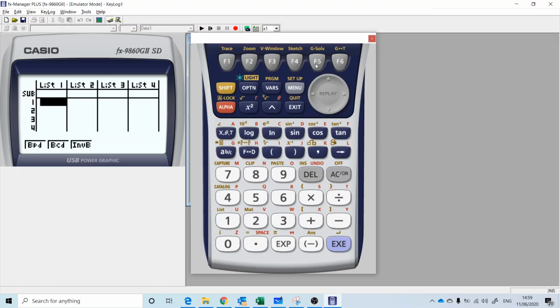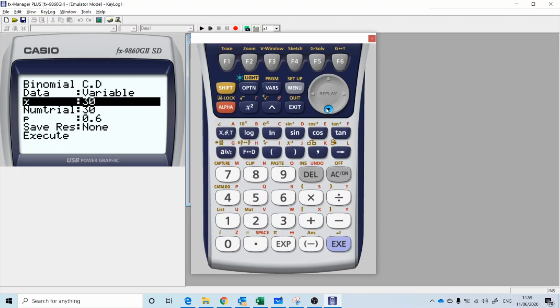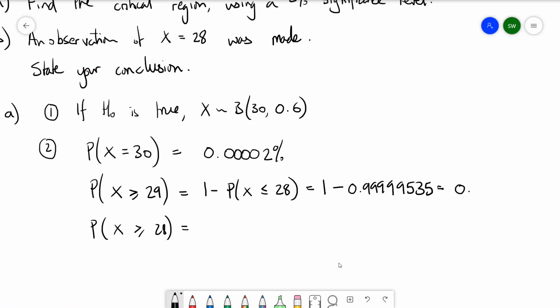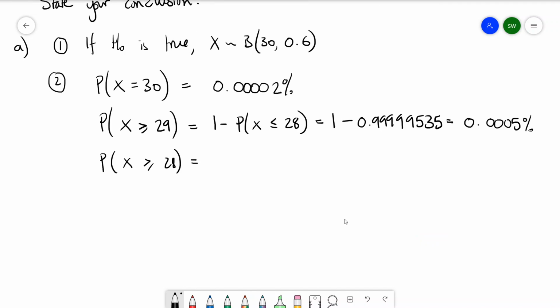So we'll go on distribution, binomial, cumulative. We want the probability of x being less than or equal to 28. Number of trials is 30, and the probability of success is 0.6. So if we work that out, we'll get a really, really small probability again, 0.0005%. So what we could keep on doing is we could work our way down, and then we could do probability of x being greater than or equal to 28, we could do probability of x being greater than or equal to 27, etc.